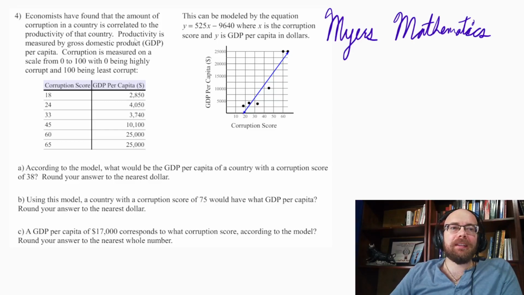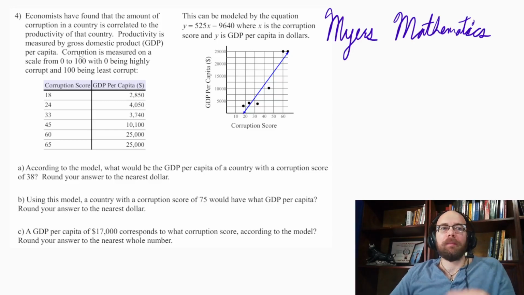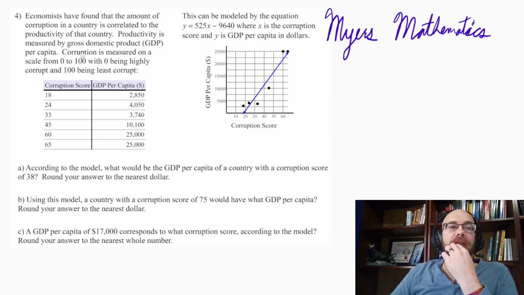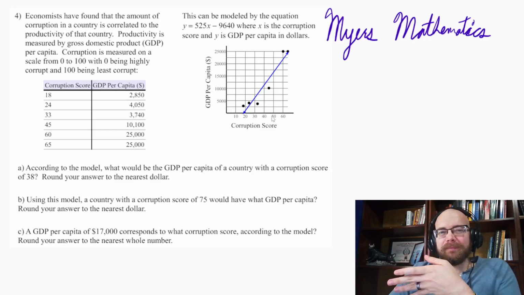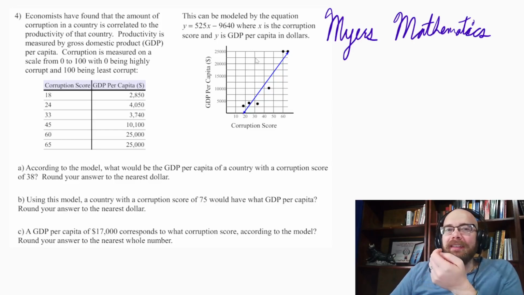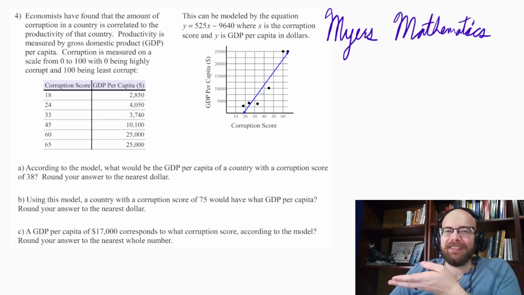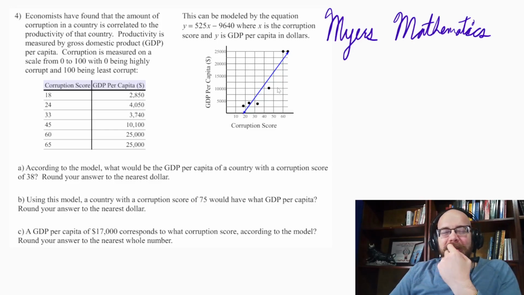So they're saying that productivity is measured by gross domestic product, GDP, per capita. Corruption is measured on a scale from 0 to 100, with 0 being highly corrupt. So the closer you are to 0, the more corrupt you are, and closer to 100 is the least corrupt. So the further to the right you go, the better they are, and the further up, the more money they're making. So the more money a country makes, the less corrupt it is, generally speaking.